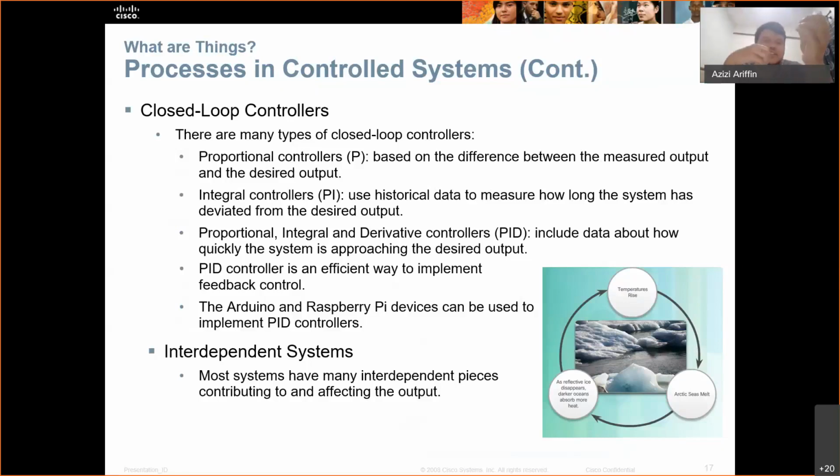Okay, so seterusnya kita ada another type, is integral controller. So it's use historical data to measure how long the system have deviated from desired output. So contoh, selalunya dalam controller tu, dalam logik dia, kita ada simpan satu database, simple database. So kita ambil dalam masa sebulan contoh. So dia akan tengok dia punya output.